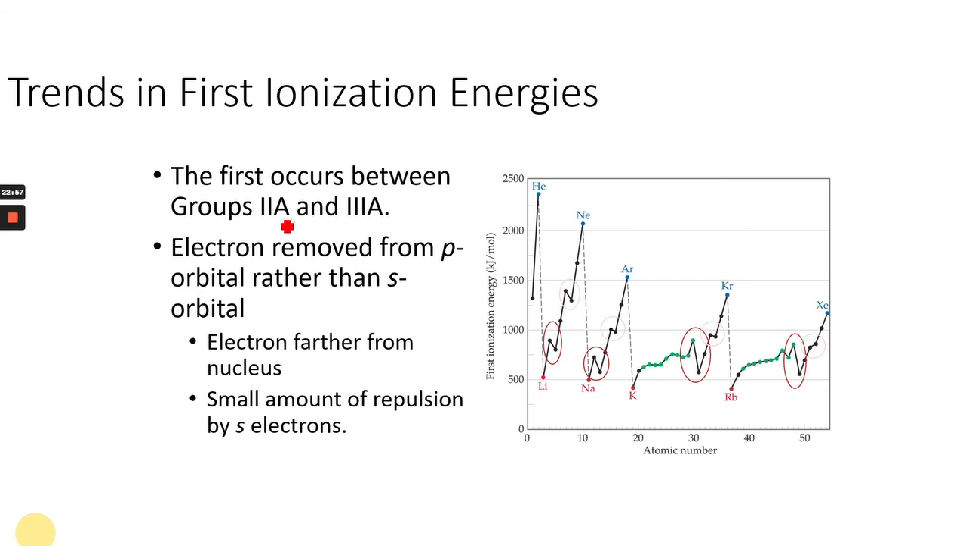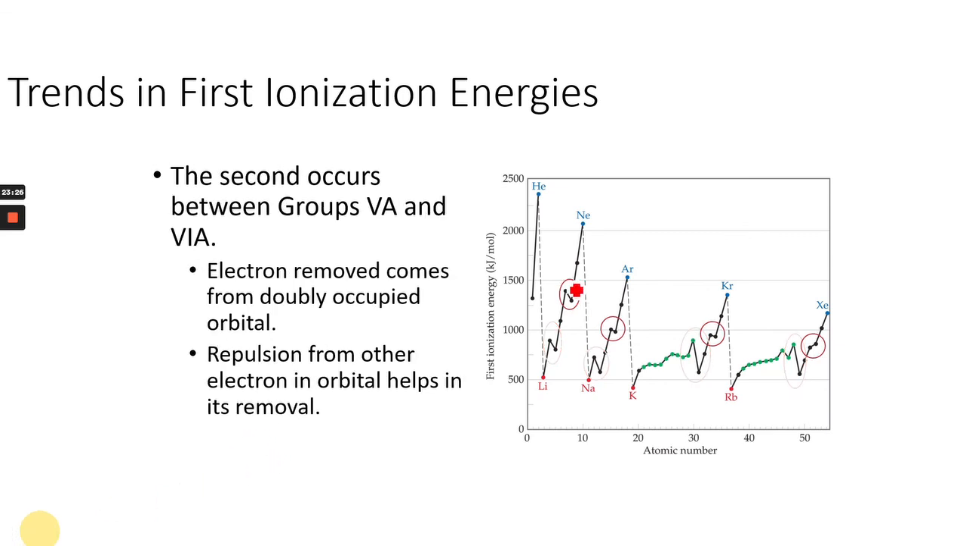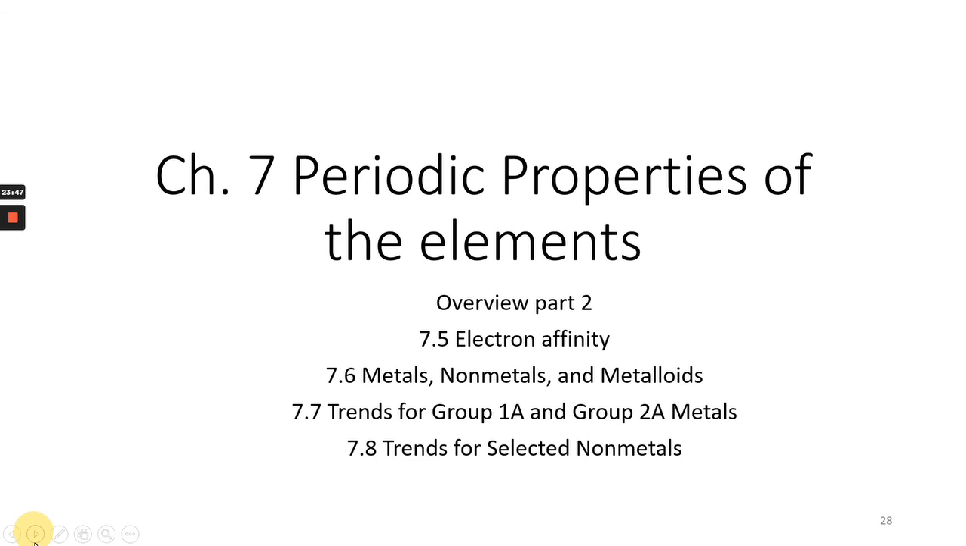So here, again, the first blip occurs when you go from beryllium to boron. And that's because you're going from an s to a p orbital. And the electrons are further from the nucleus in the p than they are in the s. So there's a smaller amount of repulsion by the s electrons, so it's easier to remove. Now we're talking about the nitrogen and the oxygen one. In oxygen, you're getting your first doubly occupied orbital. So the repulsions from that orbital helps to remove that electron. It makes it a little bit easier. And that is the end of part 3.